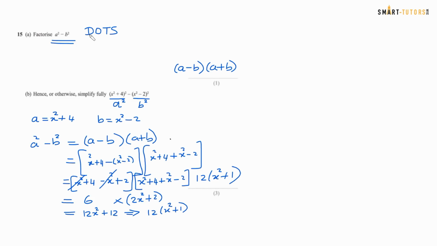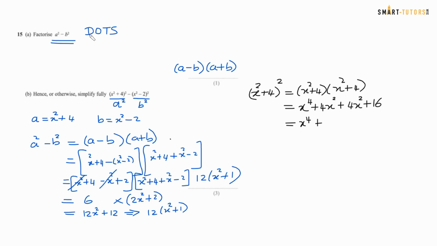You can do it in a different way, but you don't need to show both ways for the exam. As long as you do it in one way, it's more than enough. I'm going to show you, sometimes people end up doing this one: (x squared plus 4) whole thing squared. You need to write x squared plus 4, another x squared plus 4. So you are expanding brackets: x squared times x squared is x to the power 4, then 4x squared, 4x squared plus 16. You will end up with x to the power 4, 4 plus 4 is 8x squared plus 16.